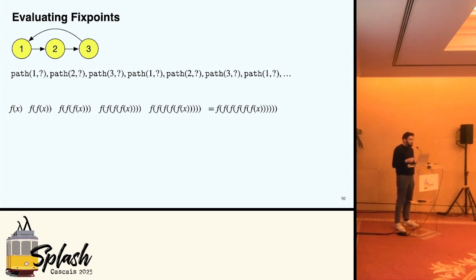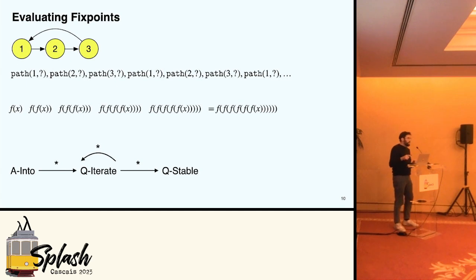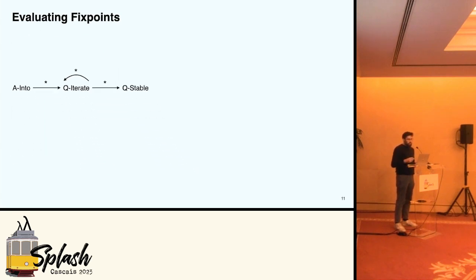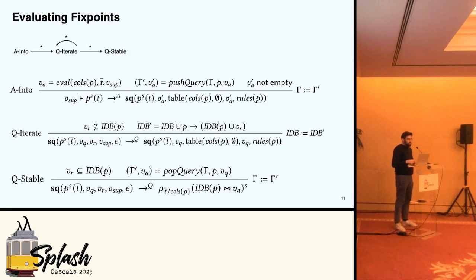And to do that, we've split this fixed point computation into three parts. The AInter rule marks the entry point of the fixed point computation and creates a new query. QIterate then restarts this query over and over again as it discovers new tuples. And QStable then marks the exit point of the fixed point computation.